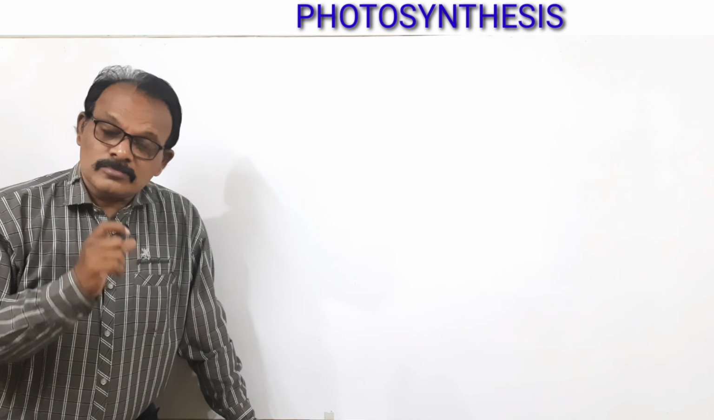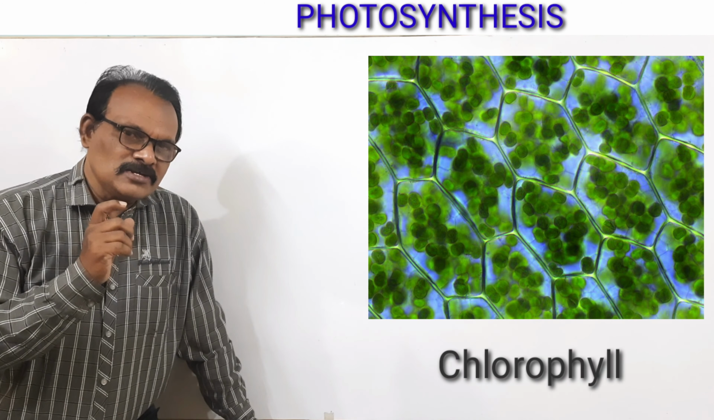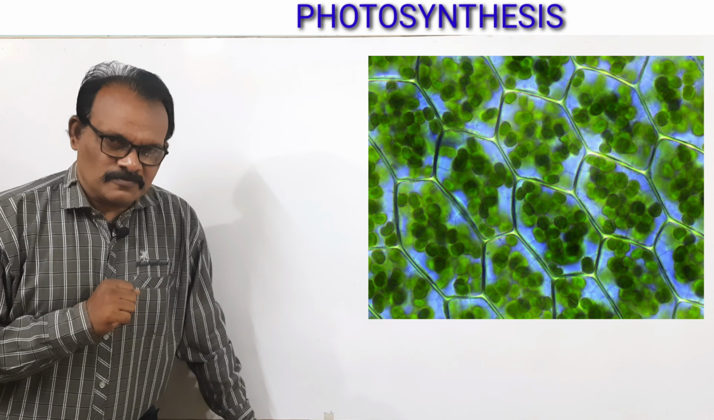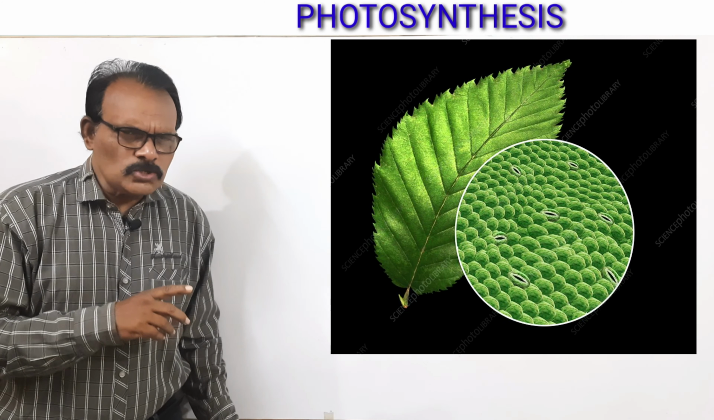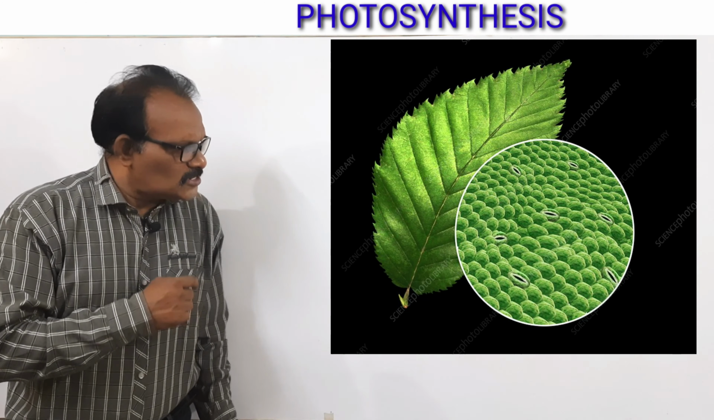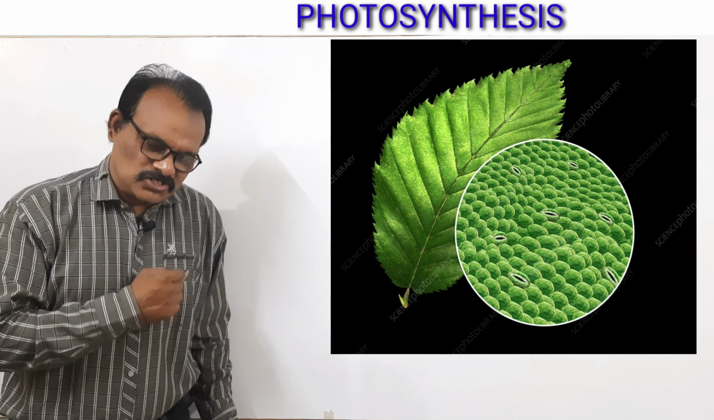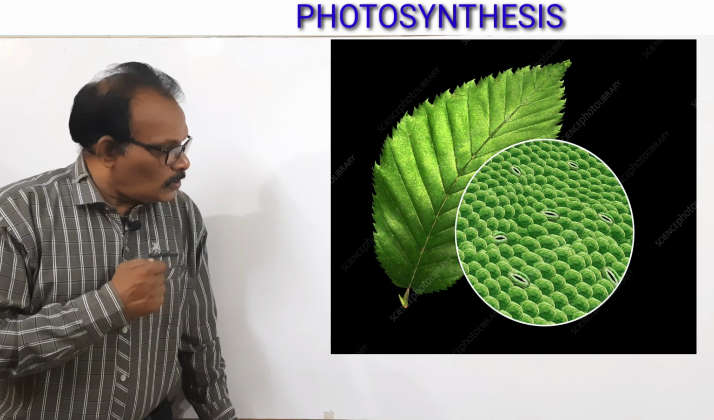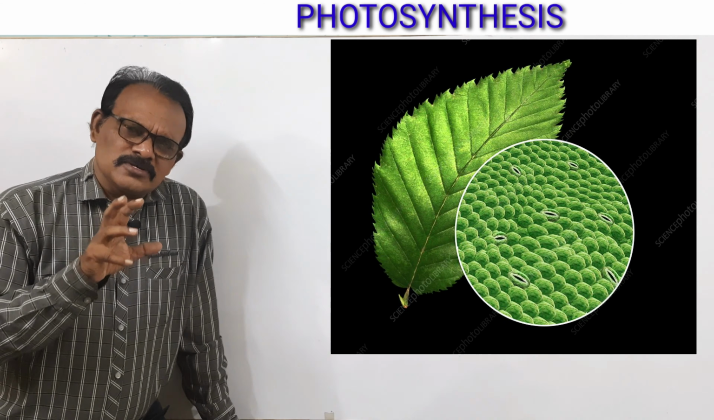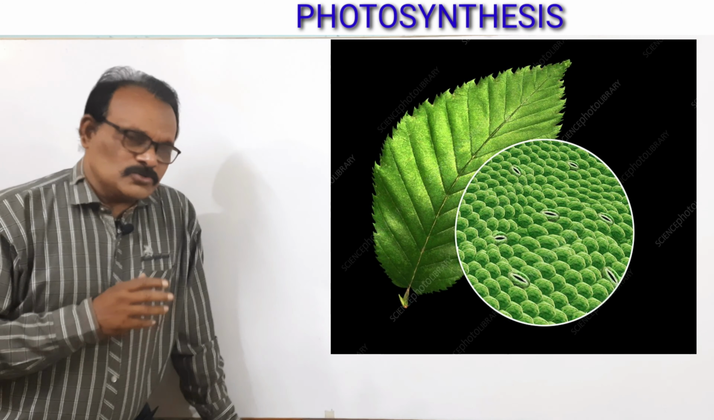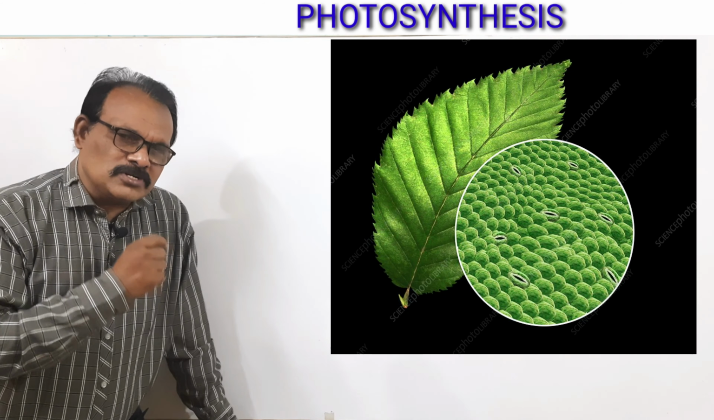Why green plants? Because green plants contain chlorophyll in the cells present in the leaf. Because the leaf is the main part of the plant where food is prepared. So, one way we can say that the leaf is the kitchen room for the plant, for the tree. The whole thing is prepared in the leaf. To prepare food, it requires some raw materials. Without raw materials, it cannot prepare its food, isn't it?